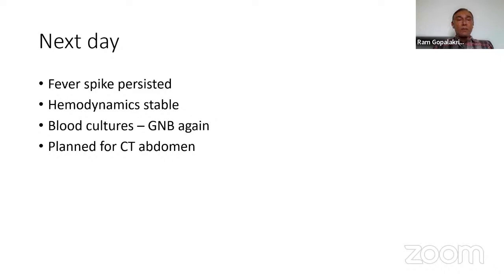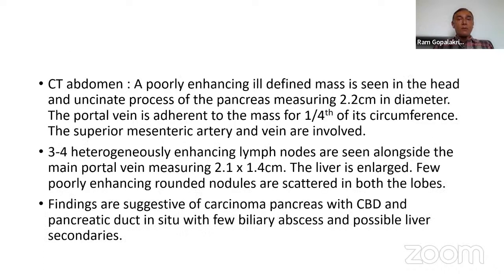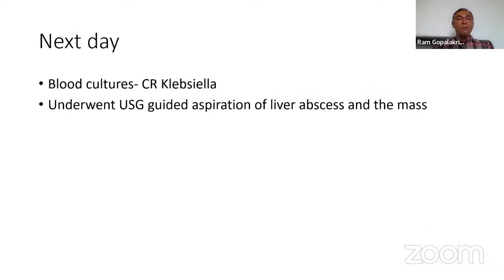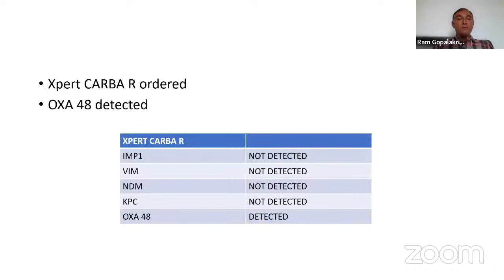And it was thought that perhaps there was a source in the abdomen, like an abscess or something that wasn't reduced. And fair enough, that was true. There was something in the pancreas. There were lymph nodes as well. And the thinking now was that this was a CA pancreas with obstruction and secondary biliary abscesses. The next day, the blood cultures grew Klebsiella, and this time it was CR Klebsiella on receipt of subsequent sensitivities, and the patient underwent source reduction.